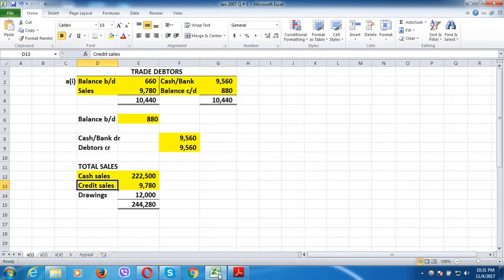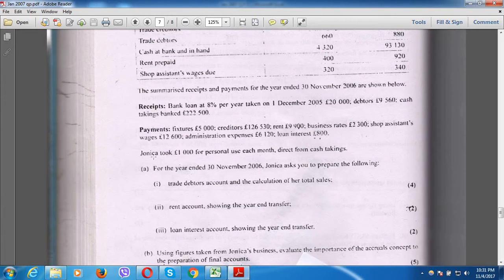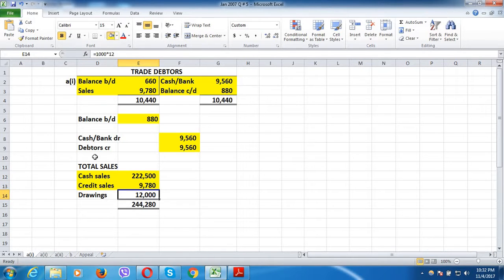222,500 pounds. Next, it was told that Jonica took 1,000 pounds for personal use each month direct from cash takings. So this one will also be part of the sales calculation. 12,000 pounds. It has been calculated as 12,000 pounds because 1,000 pounds was withdrawn by Jonica every month. So in 12 months the value will be 12,000 pounds. Clear? The sum of these three figures will be 244,280 pounds. This is the total sales figure of this business.